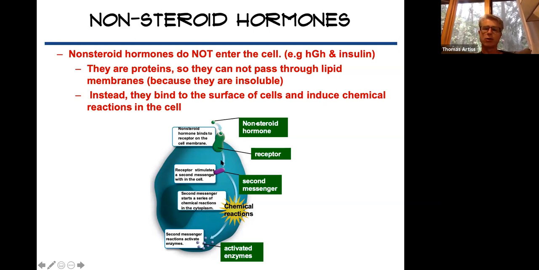It basically causes a whole lot of changes in the cell, ultimately causing the activation of enzymes inside the cell. So we have inactive enzymes. They need to be activated by certain chemicals or proteins. Those proteins are only activated if the receptors on the cell are activated, and those are only activated if there's the protein hormone present. So again, they can't and don't pass through the cell. They actually induce their changes from the outside.